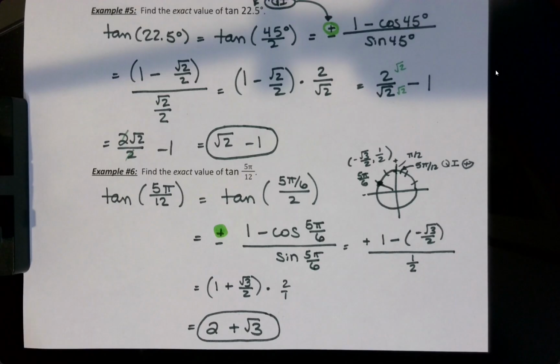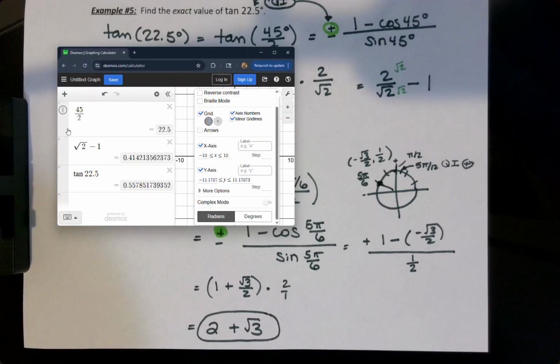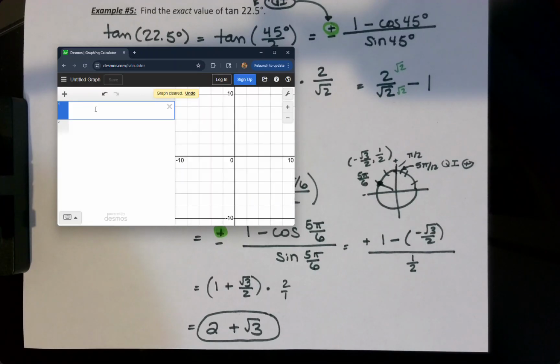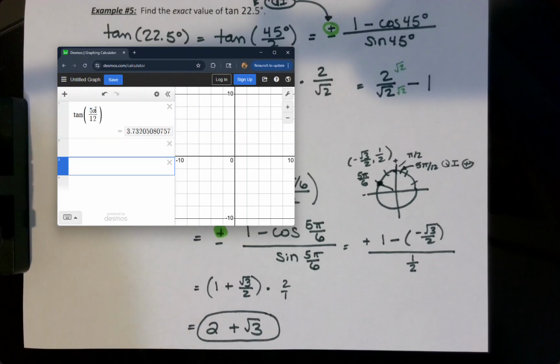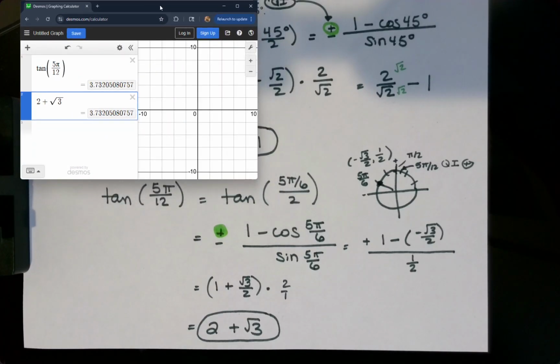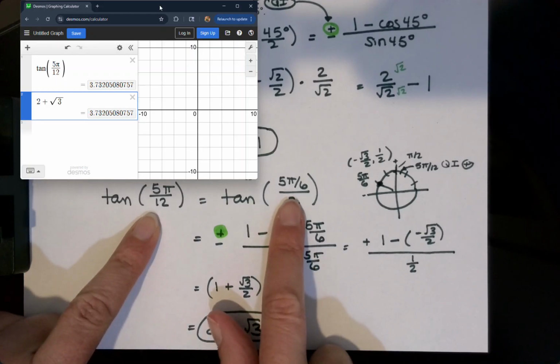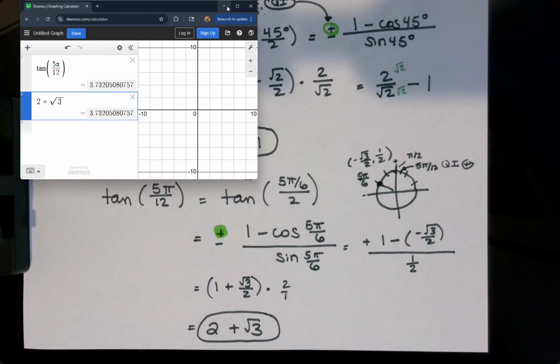Okay, so let's check that. Let's get the calculator now into radian measure. Let's go ahead and clear it as well. We want to check that the tangent of 5 pi over 12 is equal to 2 plus the square root of 3. Yes, it is. So we've got our exact value for the angle that is half of a known angle, the 5 pi 6, which is a known angle.